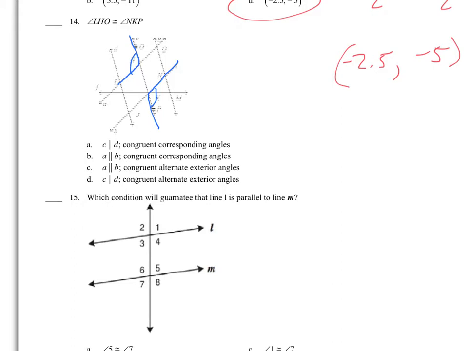Well, the lines that are parallel here are going to be this line and this line, because these three lines are the only ones that we're working with. So these two lines right here are the ones that are parallel, and if you can't read that, those are A and B. So CD is out. And what type of angles are these? They are alternate exterior angles. So my answer here is C.